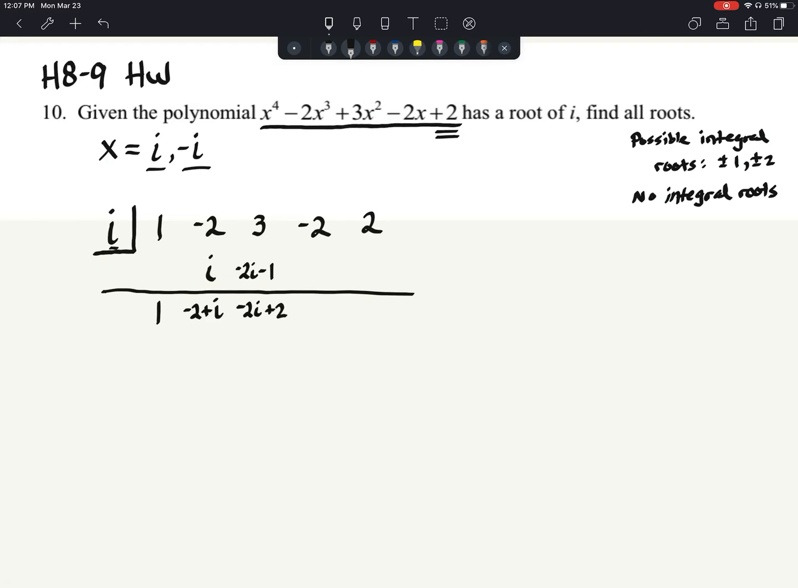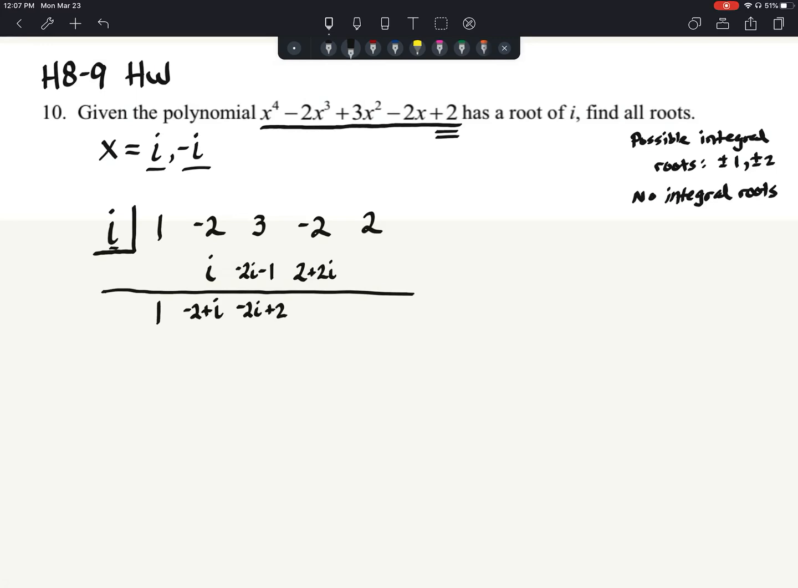And now we have negative 2i plus 2 times i. Well, negative 2i times an i would be negative 2i squared, which is going to make that a positive 2. And then we'd have positive 2 times the i be plus 2i.